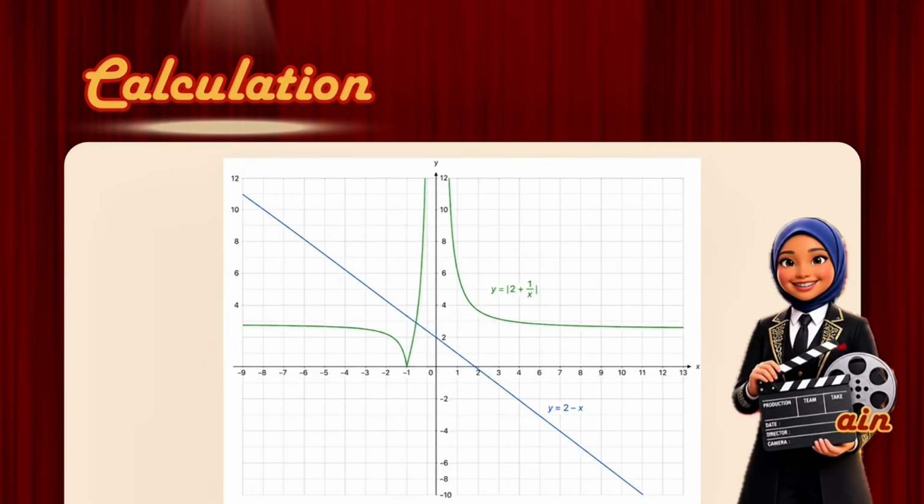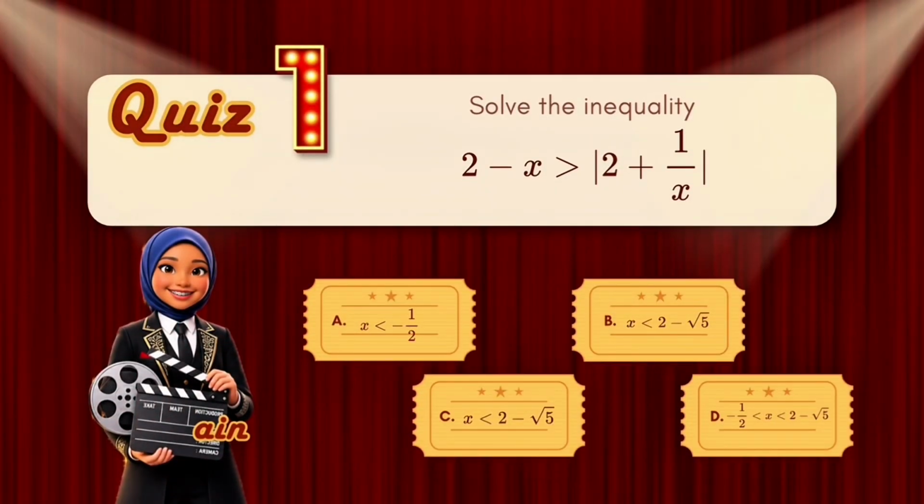So, this is how to combine both graphs on the same coordinates. This is how it looks: the two graphs combined on the same coordinates. Next, students have to solve the inequality. Students can also choose between A, B, C and D for the correct answer. The correct answer for the question is B.